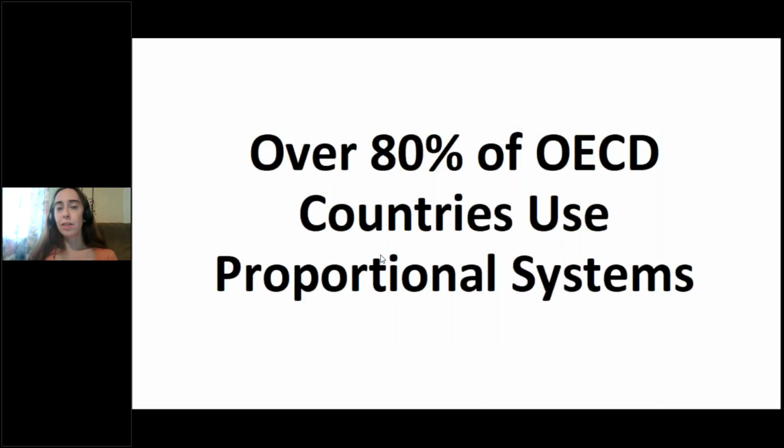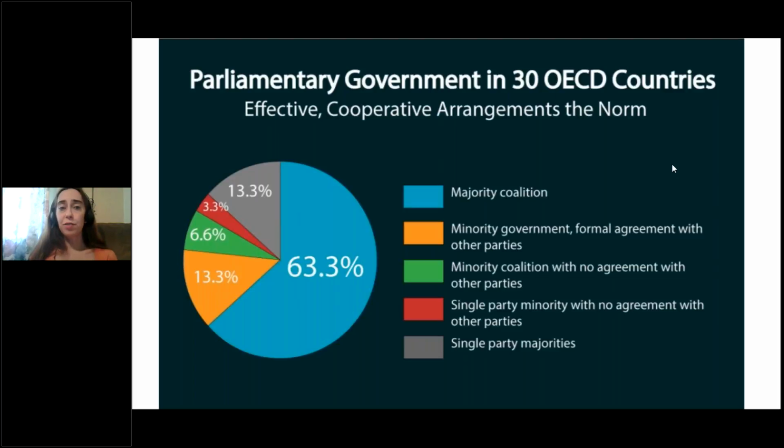So the first thing to know is that most Western democracies use proportional systems. Over 80% of OECD countries do, and Canada, the UK, and the US are really the outliers. In most OECD countries with parliamentary governments like ours, coalition arrangements or cooperative arrangements between parties are the norm. You can see how rare single-party majorities are, and even how rare single-party minorities are. So when you get a system where the parties know that it's in their benefit to cooperate, and to compromise and to create policies together, then they find ways to do that.